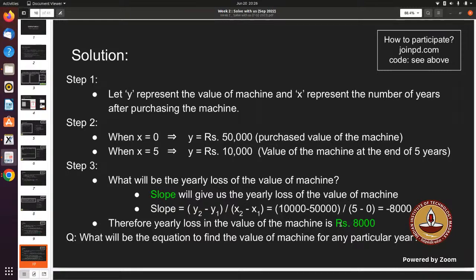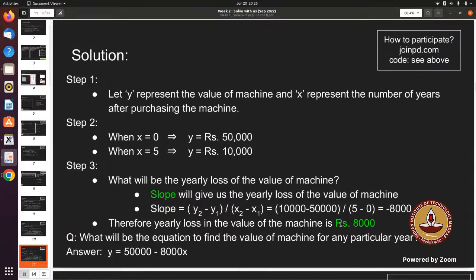Can someone tell me what c is in this case? 50,000, because at x equal to 0, y is 50,000. So the y intercept is 50,000, as x equal to 0. That is your c. So 50,000 minus 8,000x. Correct? This is the equation of the straight line.